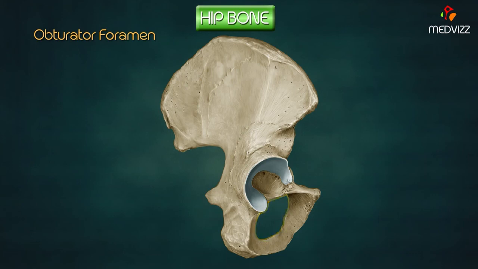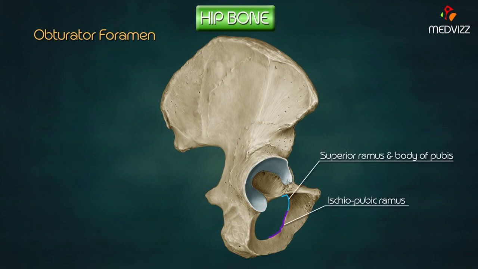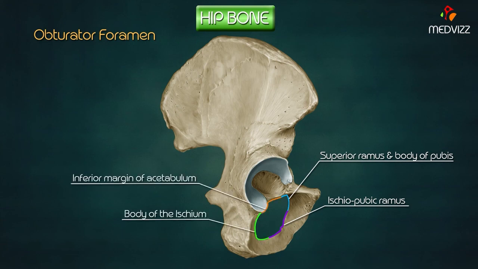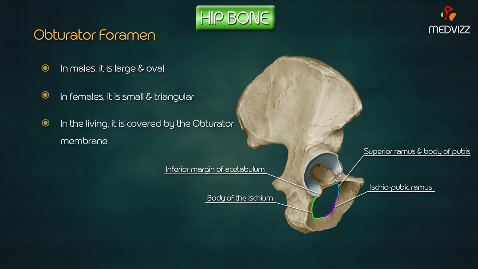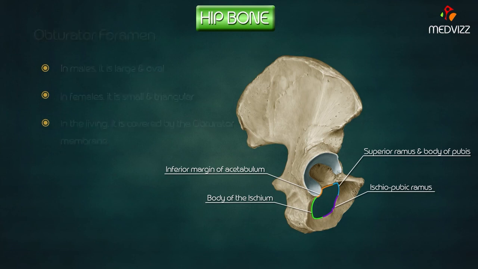Obturator foramen. It is a large opening in the bone between the pubis and ischium below and the acetabulum in the front. Boundaries. Above and in front, superior ramus and the body of the pubis. Below and medially, ischiopubic ramus. Behind, body of the ischium. Above, inferior margin of the acetabulum. In males, it is large and oval. In females, it is small and triangular. In the living, it is covered by the obturator membrane, which is attached along the margin except in the upper part for the passage of the obturator nerve and vessels from the pelvis to the thigh.